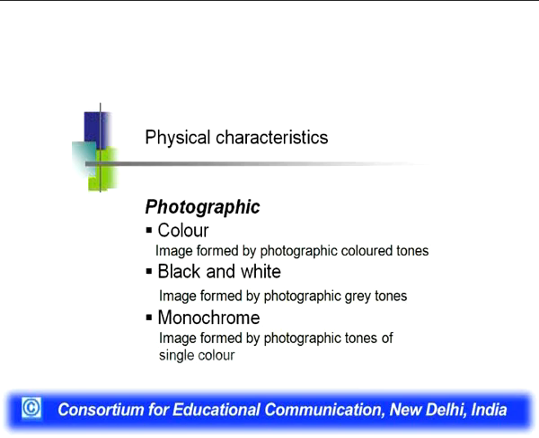The physical character is a photographic image. A photographic image can be black and white, or it can be color. Black and white image or color image, it is continuous. Why is it so? Because here the image is formed by gradation of tones.